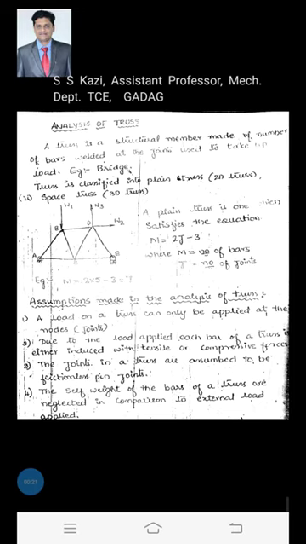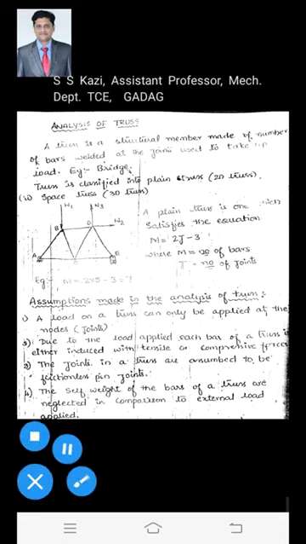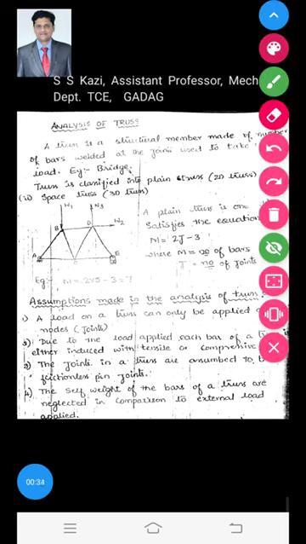Now, what do you mean by a truss? What is the definition of a truss? A truss is a structural member which is a combination of two or more bars, used to take up the load. For example, bridges and towers, which you have already seen.